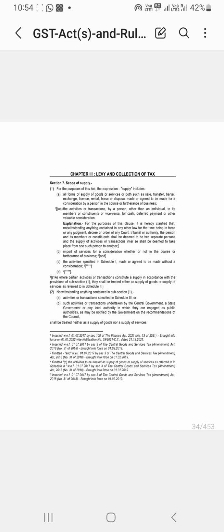For the purpose of this Act, the expression supply includes, that means it's not an exhaustive definition, all forms of supply of goods or services or both, such as sale, transfer, barter, exchange, license, rental, lease, disposal made or agreed to be made for a consideration by a person in the course or furtherance of business. So there are four constituents of this limb. That means there has to be a supply of goods or services or both.